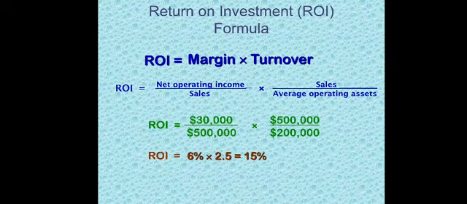Okay, this is an example of how you can calculate the ROI using the two ratios. ROI equal to 30,000 divided by 500,000 times 500,000 divided by 200,000. So you will get the same result, 15%. There is a purpose why you should use these two ratios. You will see that in the next slide. So using these ratios, you can see the sales figure.